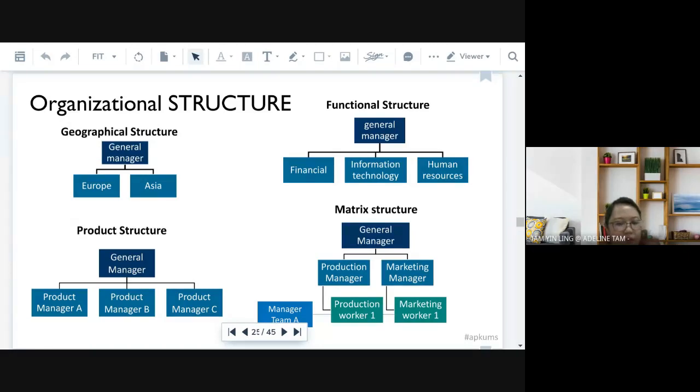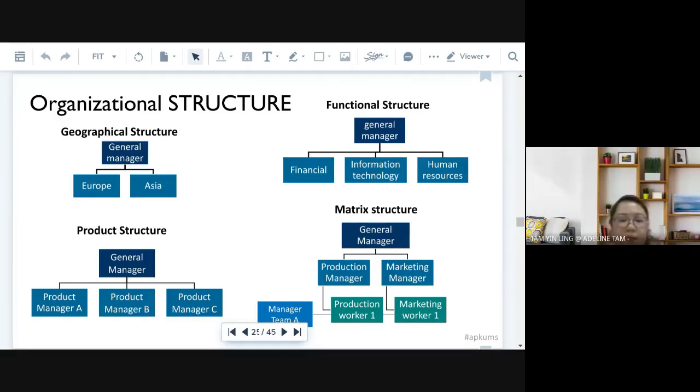Okay, in UMS we have this, and at the same time in UMS we have this human resource. In UMS we call it bahagian sumber manusia. Okay, human resource department. So in UMS we have that, and then in UMS we also have other functions like IT.